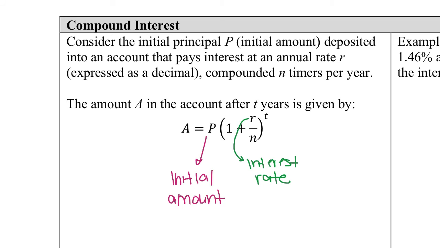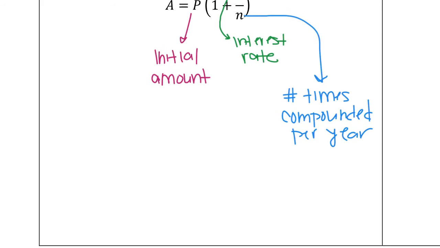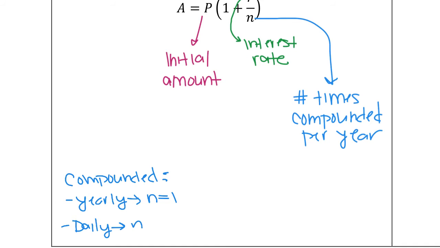that is compounded n times per year. So this n is how many times a year you're being compounded. Let's talk about that for just a minute. If you are compounded yearly, well, how many years are in a year? Well, that would be 1. So your n would be a 1. If you were compounded daily, how many days are in a year? 365. So that would be your n.